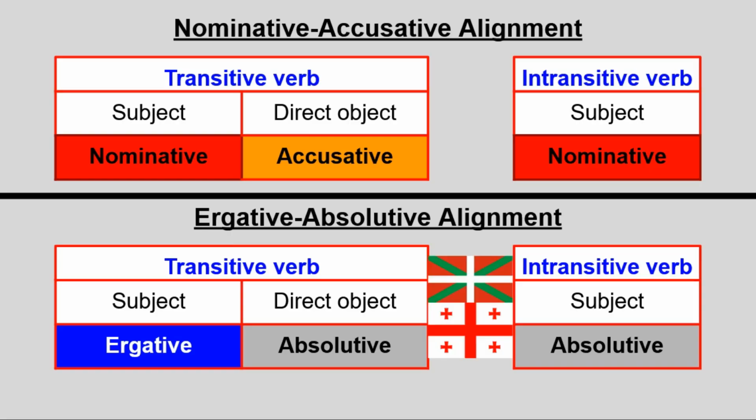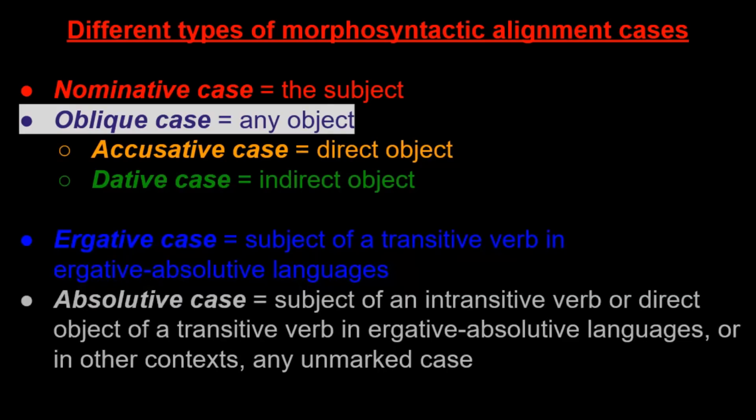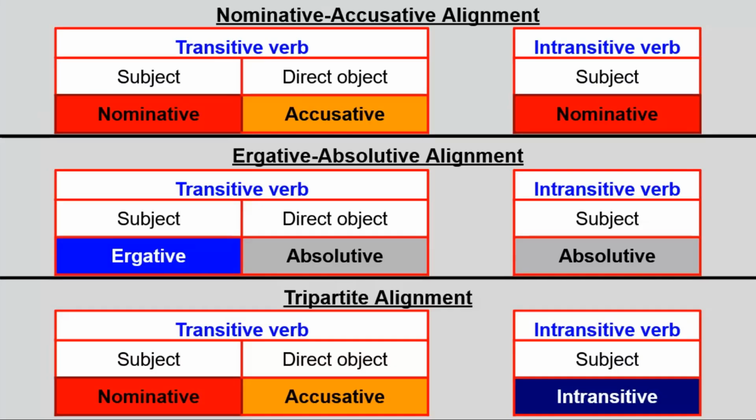Therefore, these languages, like Basque and Georgian, are said to have ergative-absolutive alignment, but also be aware that the term absolutive case may be used in other contexts to describe any case that's not explicitly marked. There's also the much rarer class of tripartite languages, in which the subjects of both transitive and intransitive verbs and the object of a transitive verb all have their own cases, and for those, the case that an intransitive verb's noun is in is simply called the intransitive case.